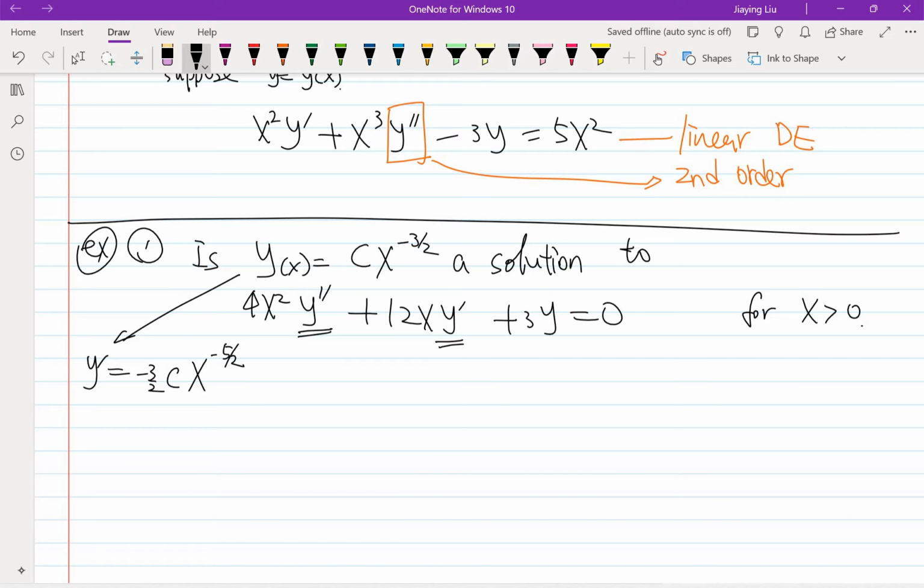And then now we find the second derivative. Take the derivative again, so whatever is there as a constant stays. So negative 3/2 c stays, but then we bring the exponent to the front, we get negative 5/2, x to the negative 5/2 minus 1. Right, we bring the exponent to the front again, and we have to subtract the 1 from the exponent. So that's a negative 7/2. This is x to the negative 7/2 in the exponent.